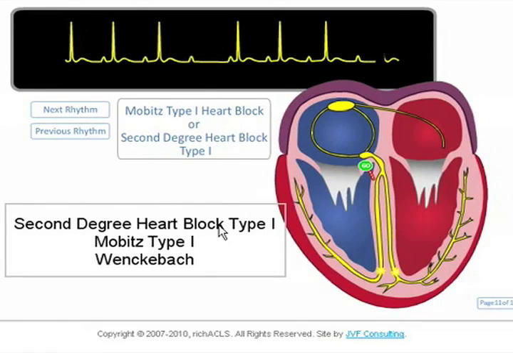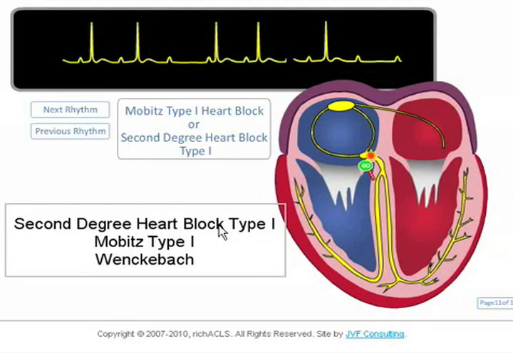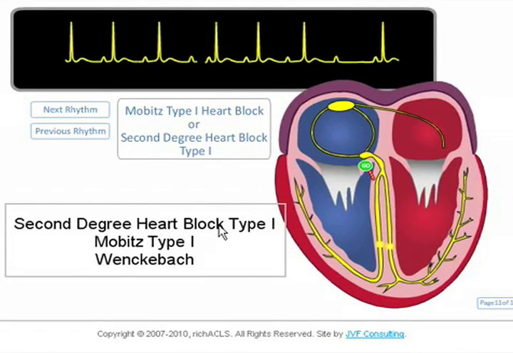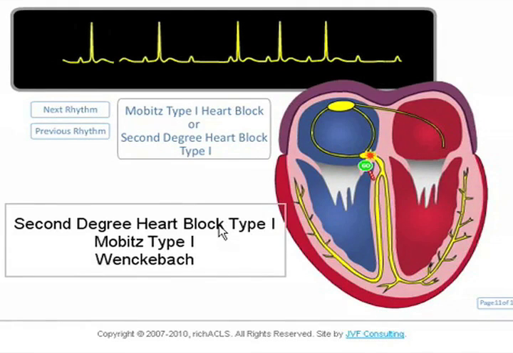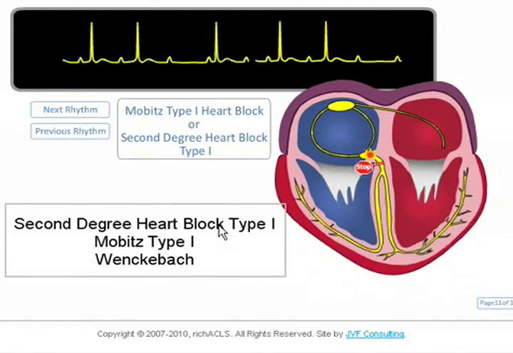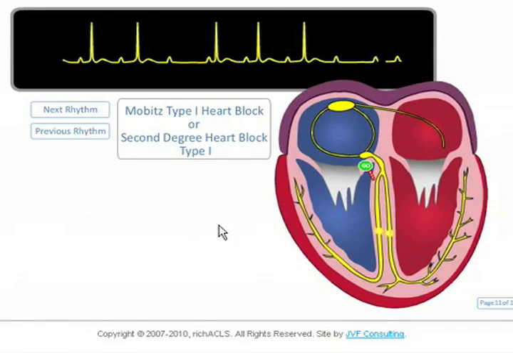The AV node is diseased, it gets tired quickly and can't do its work, and after a short period of rest it can pick up and conduct the impulses down again. Other than the AV node needing an occasional rest, the conduction process is normal.